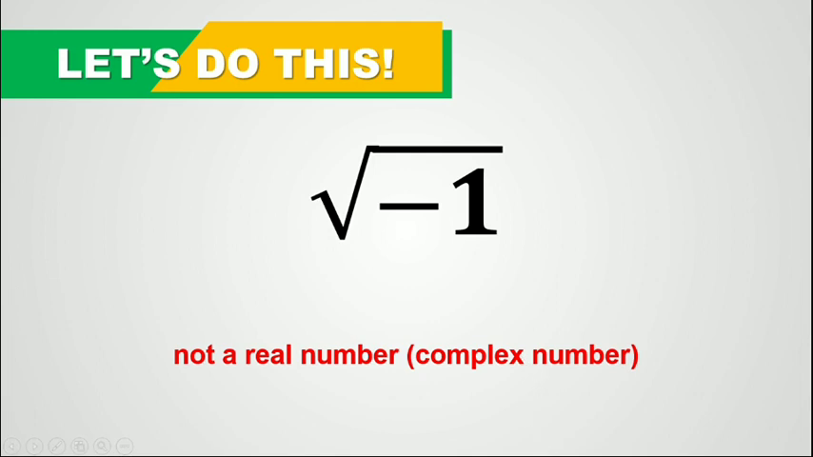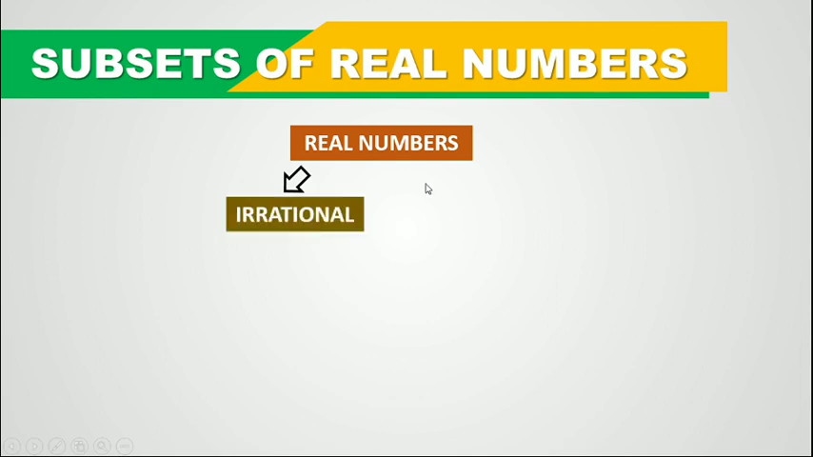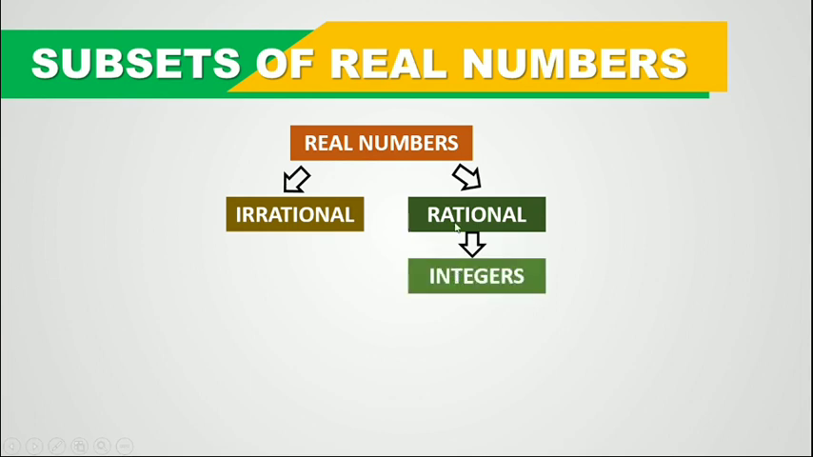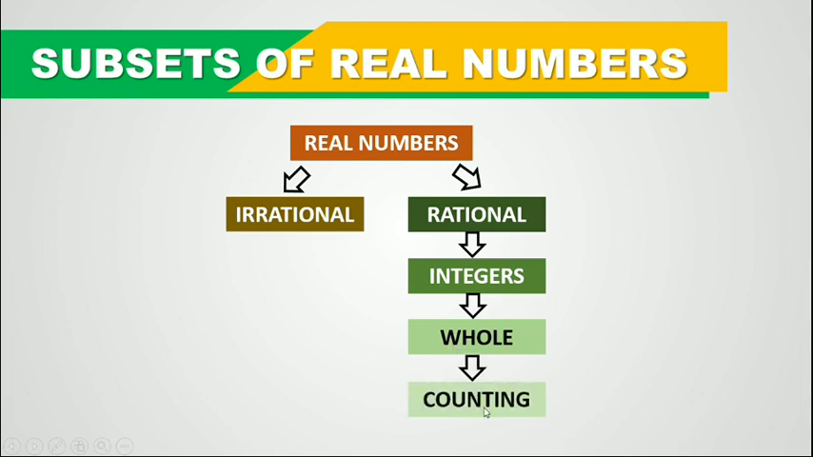So let's sum it up. Let's have a summary. So when we talk about the subsets of real numbers, we have two subsets. We have irrational and rational. So when we talk about rational numbers, we have integers na belong na sa rational numbers. We have whole numbers na belong na sa integers and na belong na sa rational numbers and real numbers. And we also have counting numbers, or this is also called the natural numbers.